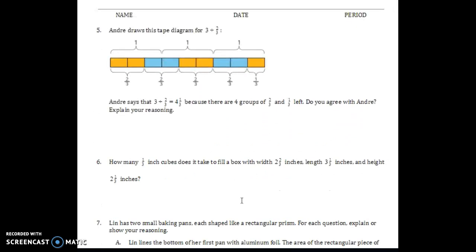Question 5. Andre draws this tape diagram for 3 divided by 2/3. Andre says that 3 divided by 2/3 equals 4 1/3 because there are 4 groups of 2/3 and 1/3 left. Do you agree with Andre? Explain your reasoning.